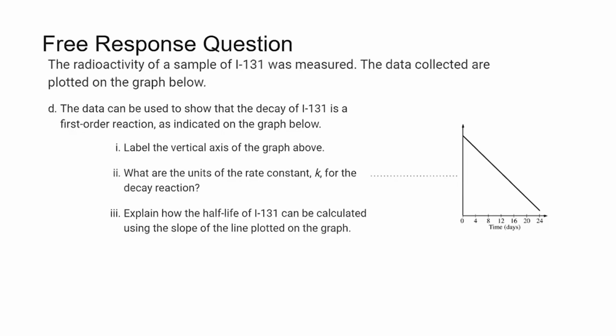The data can be used to show that decay is a first-order reaction as shown here. Label the vertical axis of the graph above. Again, this is testing to see if you know what type of order reaction is focused on with these half-life questions. We have to know that it is going to be first order. And if it's first order, your y-axis needs to be the natural log of the concentration, which is the rate of decay.